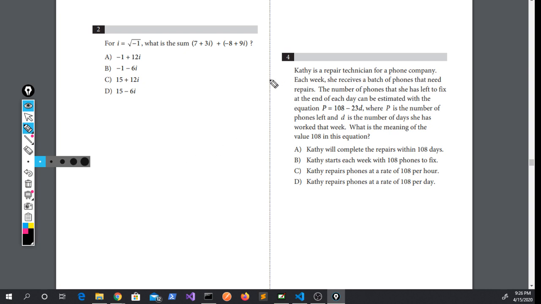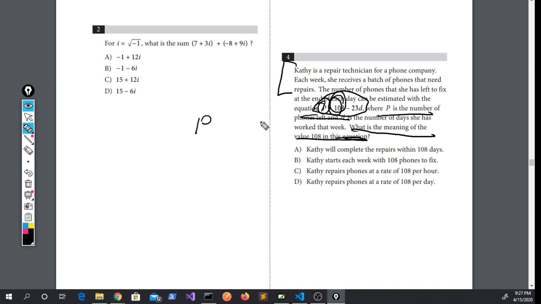Oh. Okay, Kathy is a repair technician for a phone company. Okay, I just made the mistake, right? Don't read this, it's a waste of time. Let's read this: what is the meaning of the value 108 in this equation? What equation? Oh, this one. Okay, what's P? P is the number of phones left, and D is the number of days she has worked. So P is the number of phones, and 108 here is the default value. What does that mean? That's an intercept, a default value that will always be there. So she starts each week with 108 phones to fix. That's the answer. Okay, alright.